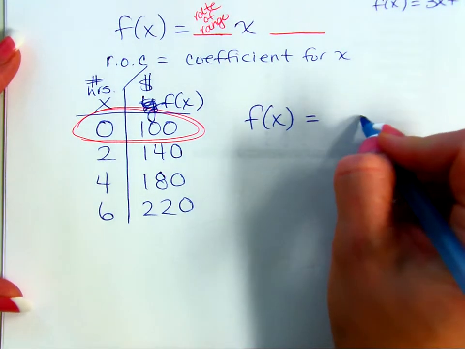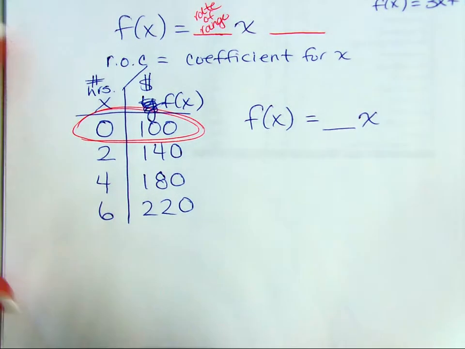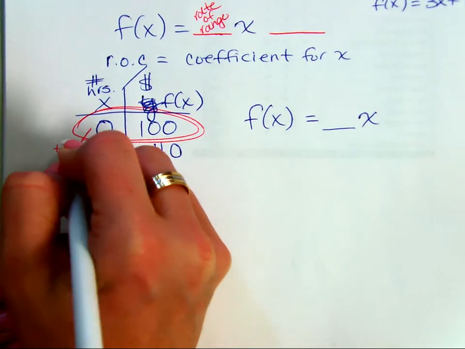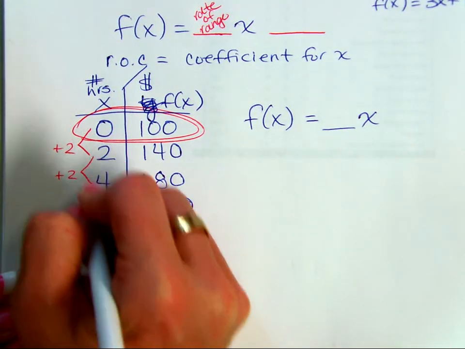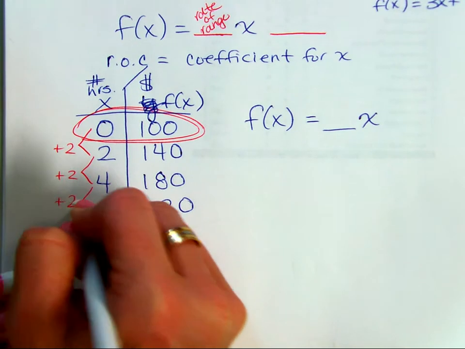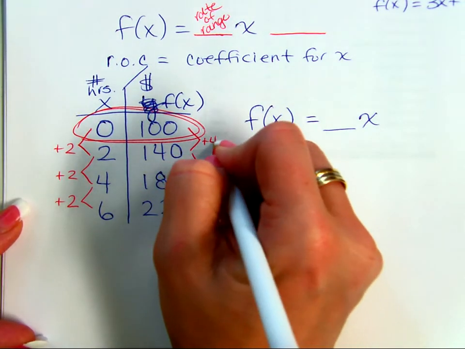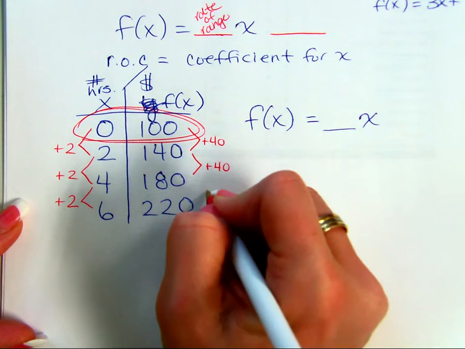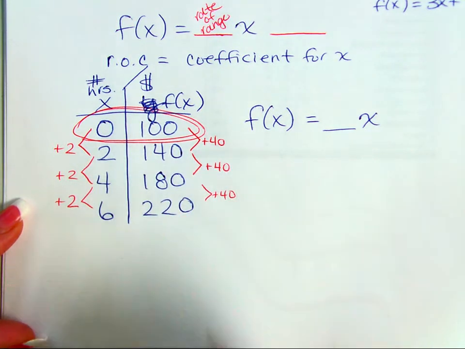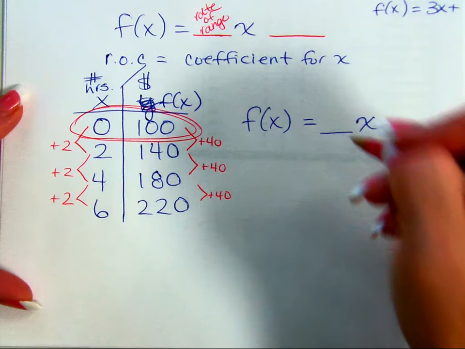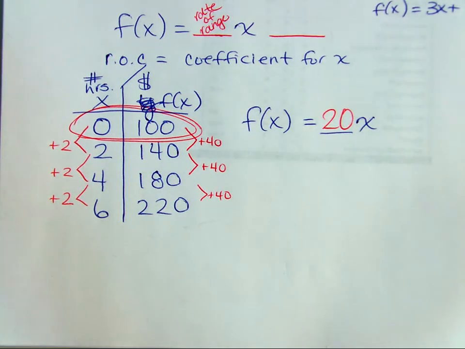Well, I know that my rate of change goes in front. So what is my rate of change? Well, we've got to be careful because it's not going up by ones. It's going up by twos. So for every 2 that this goes up, what? 40. Is she earning $40 an hour? No. She's earning $40 for every 2 hours, so she's really earning $20 an hour, right?